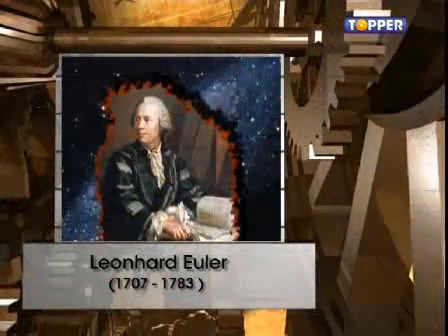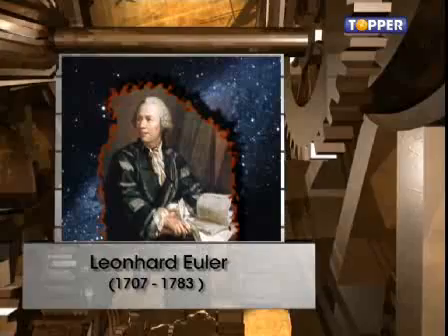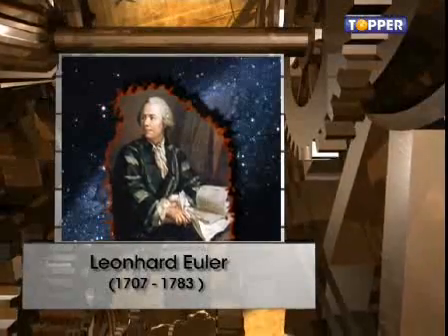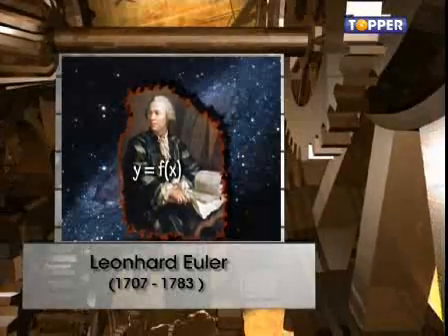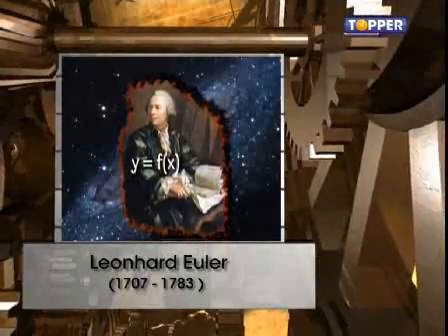The famous mathematician Euler invented a symbolic way to say y is a function of x by writing y is equal to f of x. This is a notation that we still use 300 years after its conception.